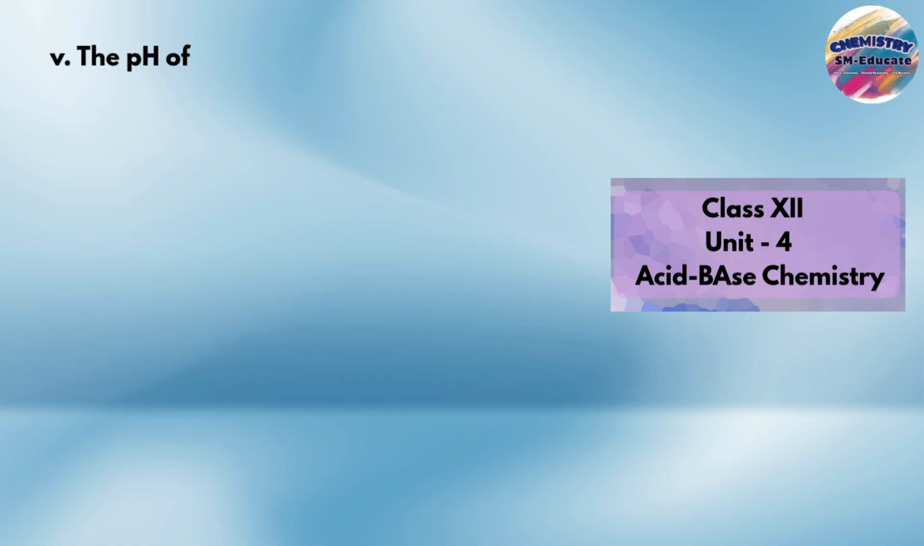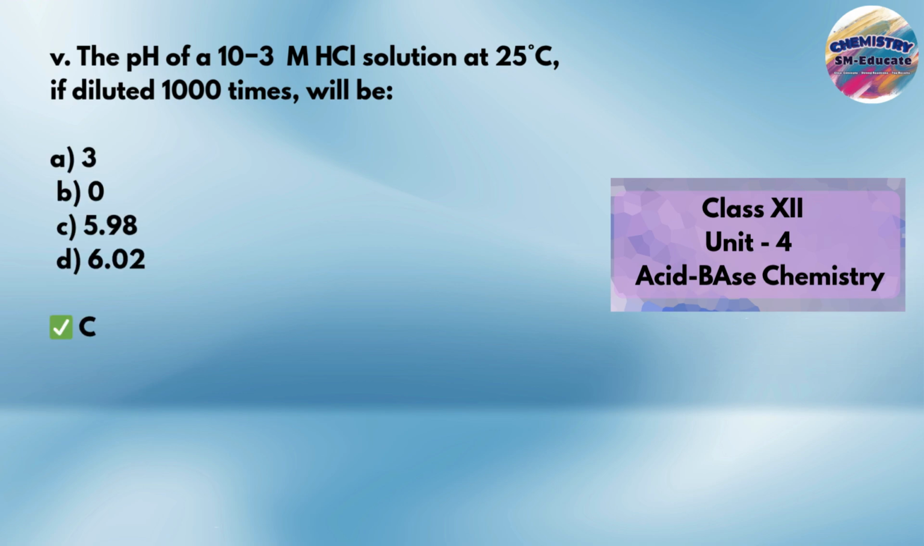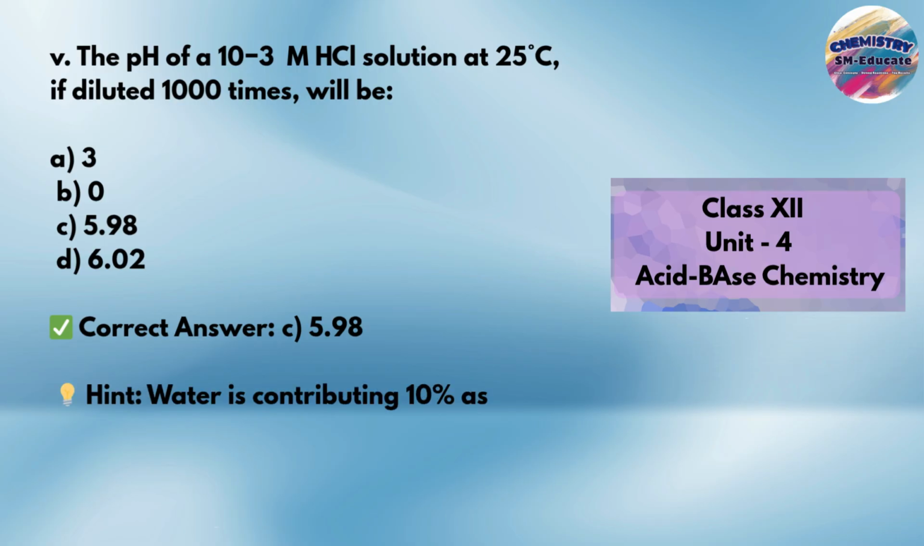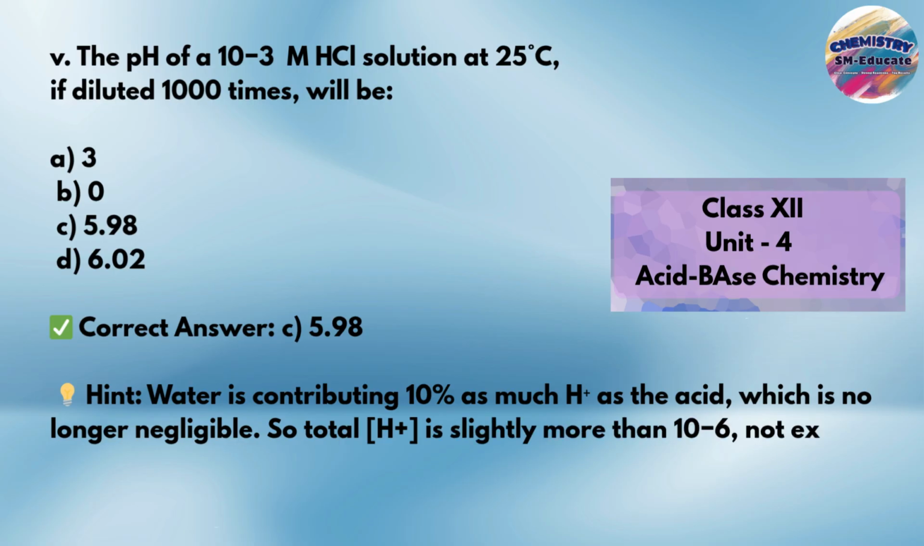Part 5. The pH of a 10^-3 M HCl solution at 25 degrees Celsius, if diluted 1000 times, will be: A, 3; B, 0; C, 5.98; D, 6.02. Correct answer: C, 5.98. Hint: Water is contributing 10% as much H+ as the acid, which is no longer negligible. So total H+ is slightly more than 10^-6, not exactly 10^-6.